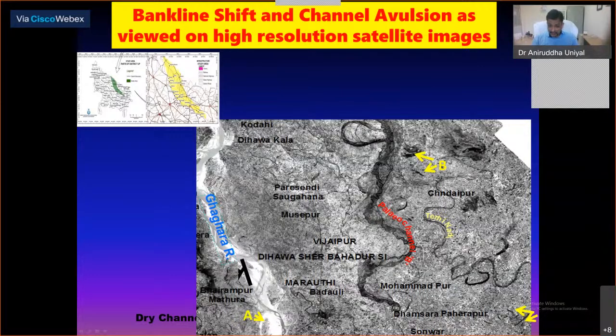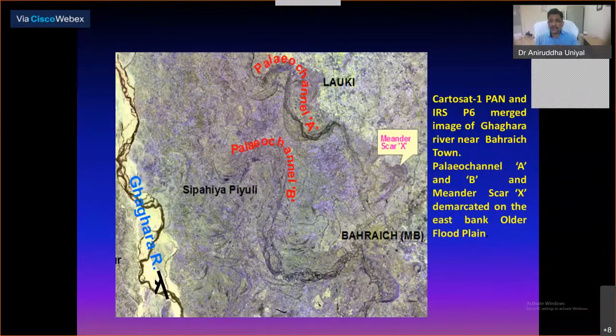And now you can see there are a number of oxbow lakes. Some oxbow lakes are here. Some old meanders can also be seen. So when we are mapping these paleo channels, even oxbow lakes, old meanders, and some meander scars, we are able to reconstruct the earlier drainage pattern in this region. And here we can see another image, a merged image, where panchromatic black and white and colored images are merged. Again, we can see these paleo channels.